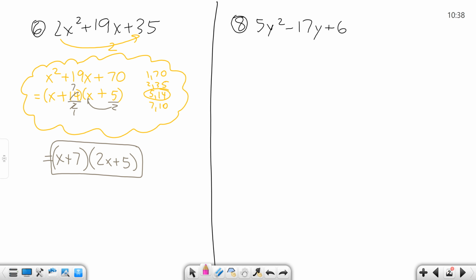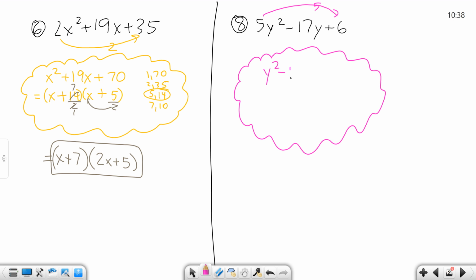So number 8, again, 3 terms, no GCF. There's a 5 in the front, which tells me it's bottoms up. I'm going to take the 5 times the 6. So in my thought cloud, I have just regular y squared, and then I have minus 17y plus 30, because 5 times 6 is 30. So then I have over here y and y, 1 and 30, 2 and 15, 3 and 10, and 5 and 6. Those are my factors of 30.